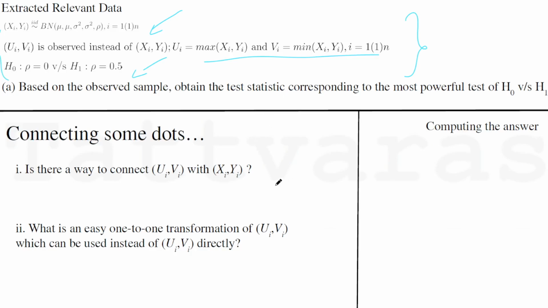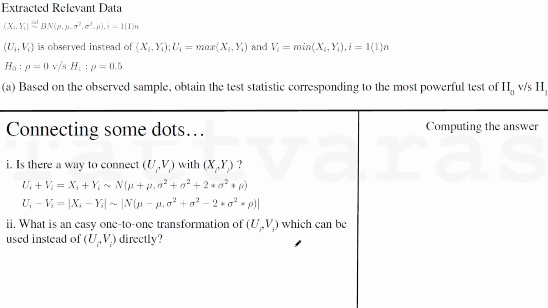Now connecting some dots. Obviously, we need to have some info about Ui's and Vi's, their distribution. Xi's and Yi's are bivariate normal, which might have been very easy to deal with. There are standard tests, but they are not available. Ui's and Vi's are what we have. So we need to link them with Xi's and Yi's. And once we have that link, can we make that link even better? So essentially the link is this.